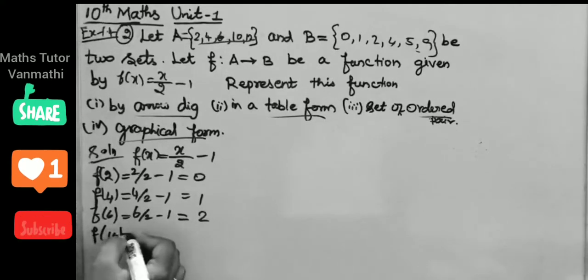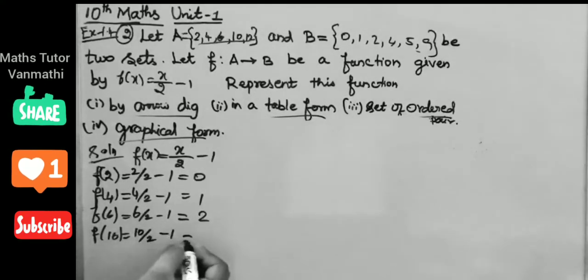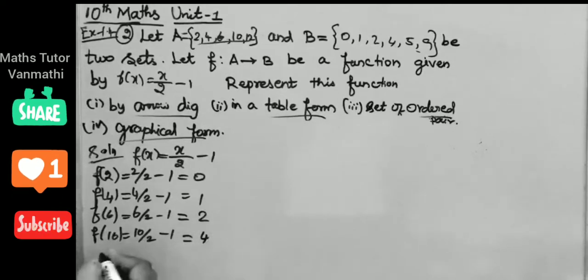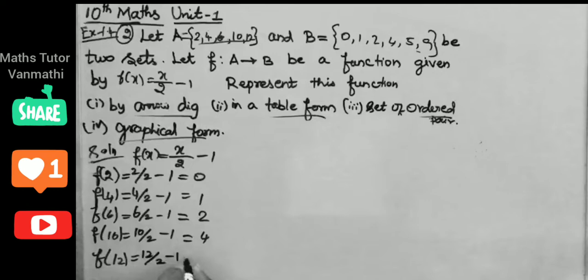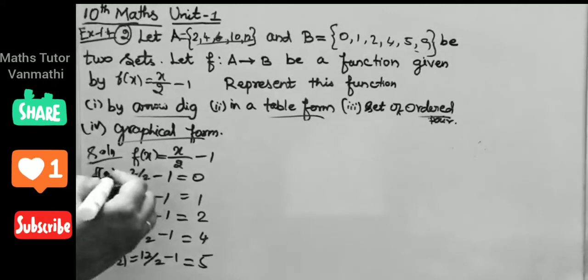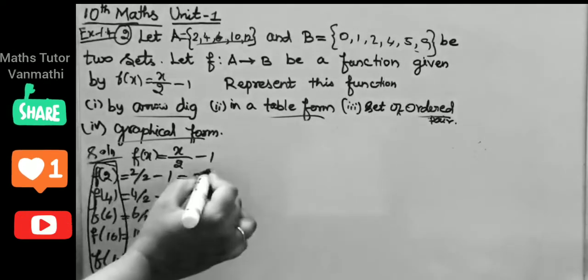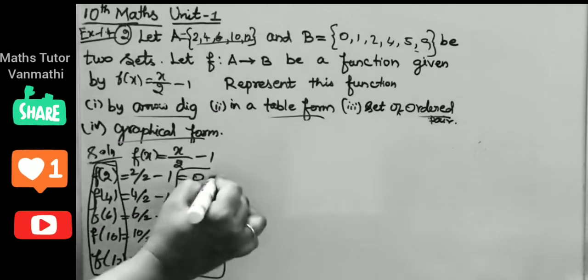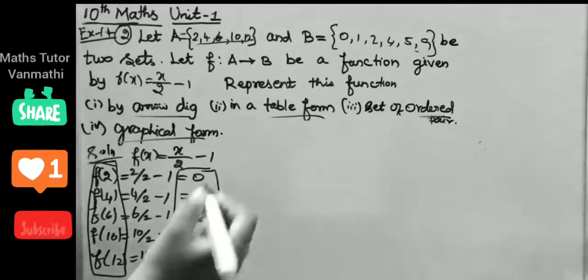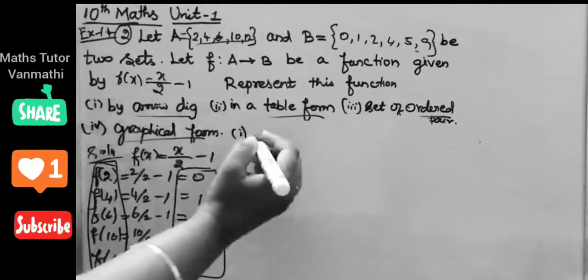F of 10 is 10 by 2 minus 1. 2 5s are 10, 5 minus 1 you will get 4. F of 12 is 12 by 2 minus 1. 2 6s are 12, 6 minus 1 you will get 5. So these are your x values and these are your f of x values. Okay, clear?